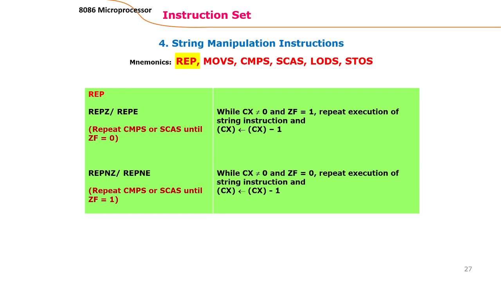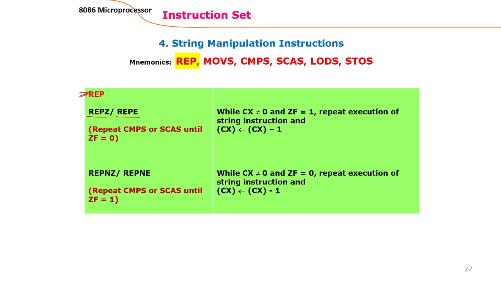So these are the different string manipulation instructions. The first one is REP. REP basically has different variations, like REPZ, that means repeat. We need to repeat as long as the flag is 0. Or REPE, repeat while equal. Here we will be checking the flag basically, whether it is 0 or not.